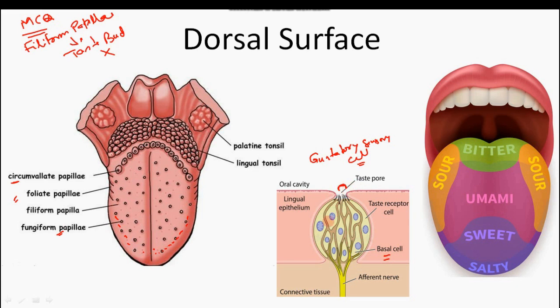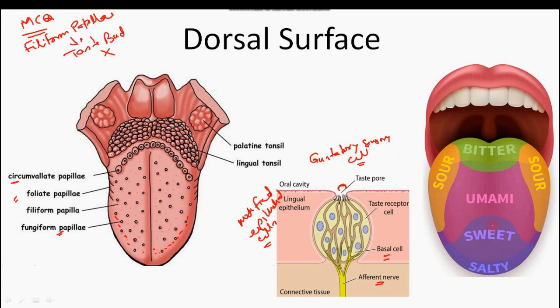Here. So these taste buds are modified epithelial cells. What are these taste buds? They are modified epithelial cells. And finally they get connected here by the afferent nerve. Here we can see the arrangement of taste buds in the different locations of the tongue for the different tastes.